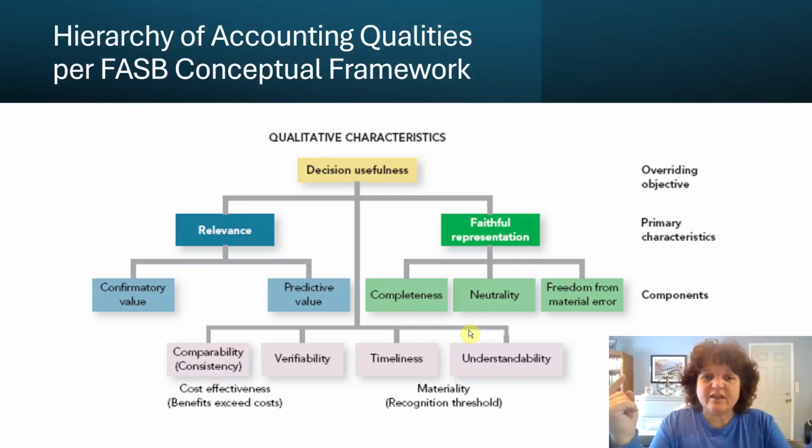And what it means to be relevant is that it should have both confirmatory value and predictive value. In other words, we should be able to confirm the value that somebody assigned to it. We should be able to come up with that again if we use the same method as the preparer used. And then the predictive value means that it should have some usefulness in making predictions about the future.